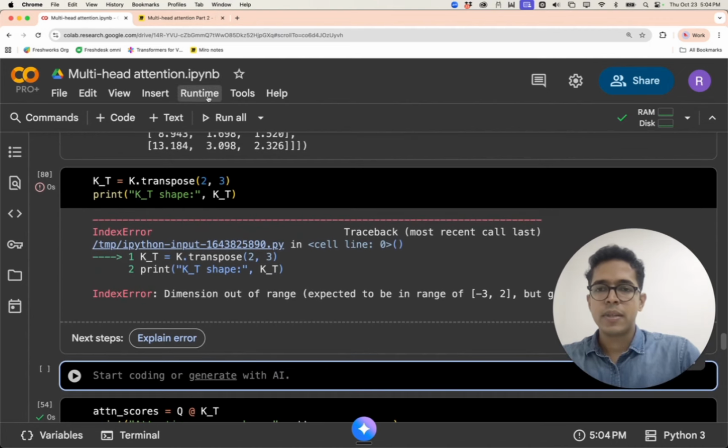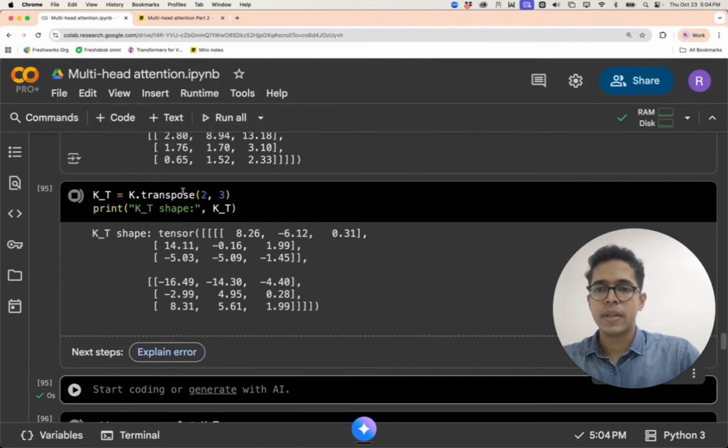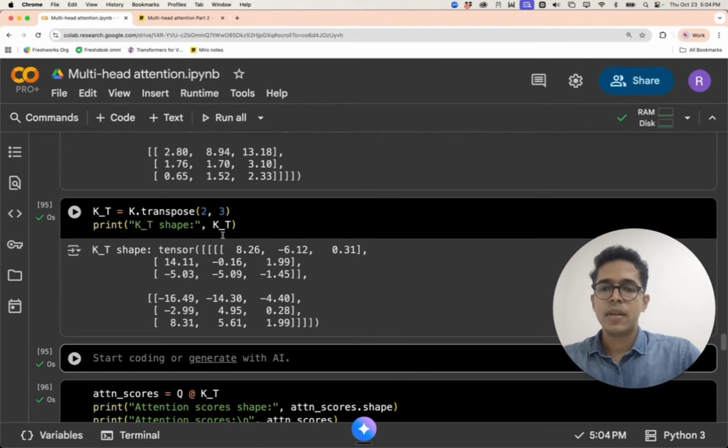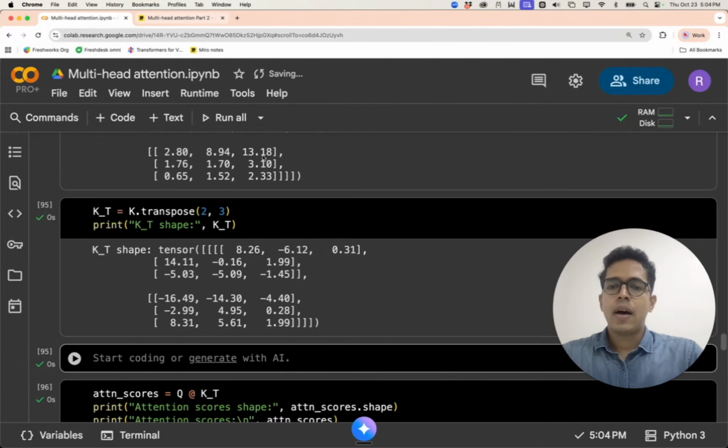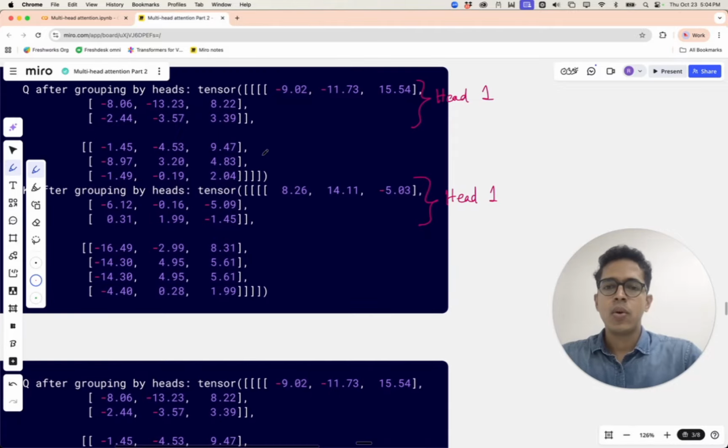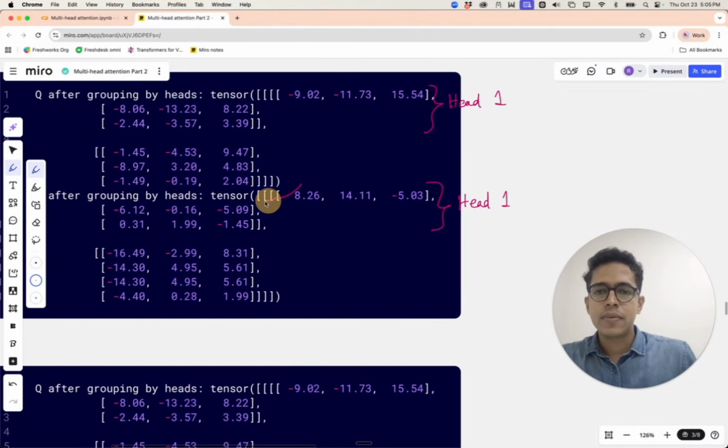Let me just run the whole thing once. Yeah. So now this is the transpose of key. So after we take the transpose, how will key look? Key should look as if this 3 by 3 matrix is transposed. So minus 6.2 should go here.